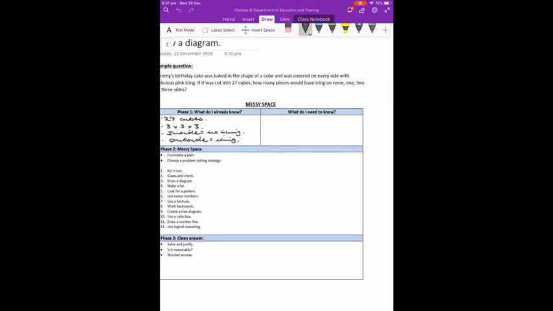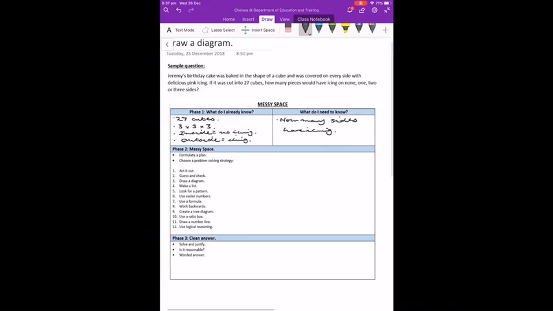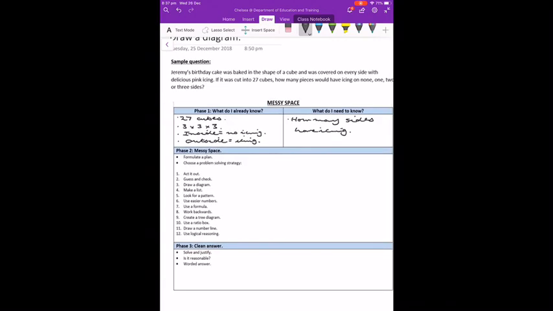What do I need to know? I need to know how many sides have icing. Let's look at phase 2, messy space, using the draw a diagram strategy.